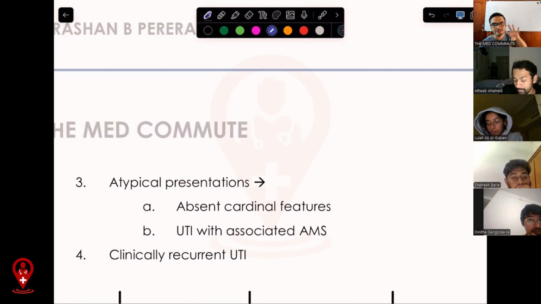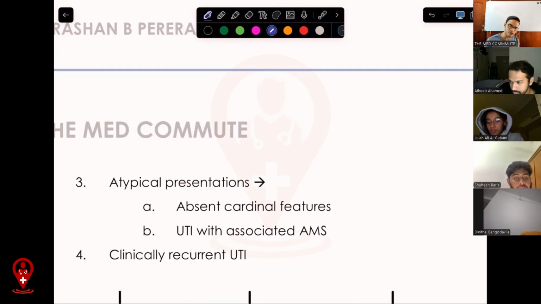Therefore, you have to know there can be these atypical presentations, guys. Sometimes patients come in with absent cardinal features. They are only coming with a low-grade fever. Cardinal features are absent, right? No suprapubic pain, no loin pain. So you have to take note of this. You might have to do some additional investigations, some additional scans. The cultures might need to be done. Whatever it is, just know that there can be some atypical presentations.